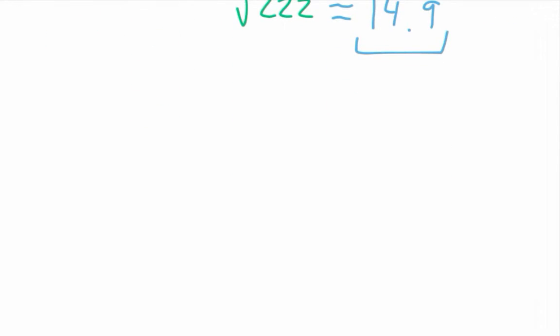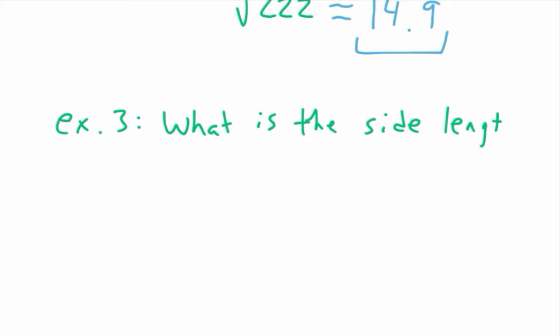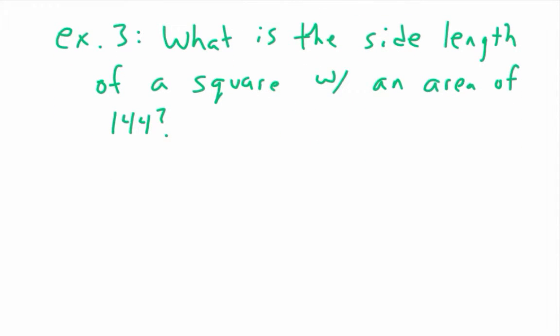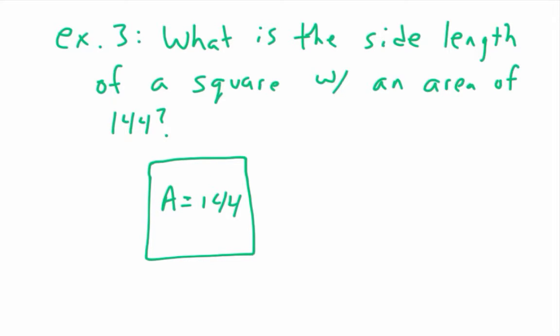Next example, Example 3, is going to look a little bit more normal. It's going to say, what is the side length of a square with an area of 144? And the answer is 12. We're going to take a long way to get there, though. Nice job, Amanda. Because I want you to be able to do it if the area was 100. That's why we're doing the long way.